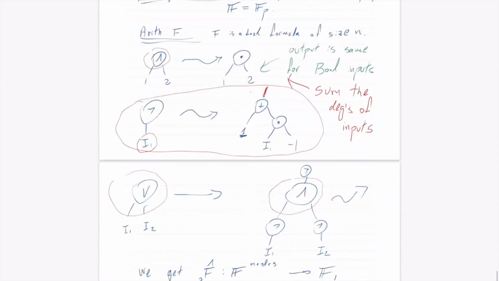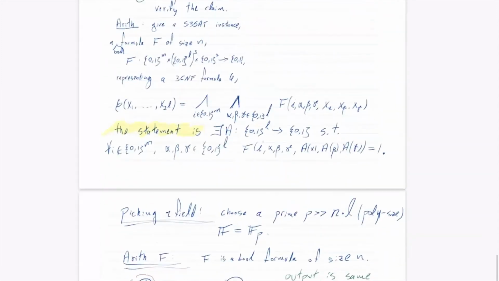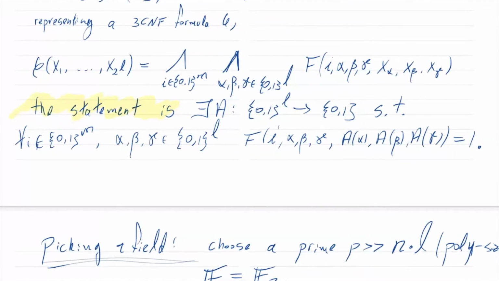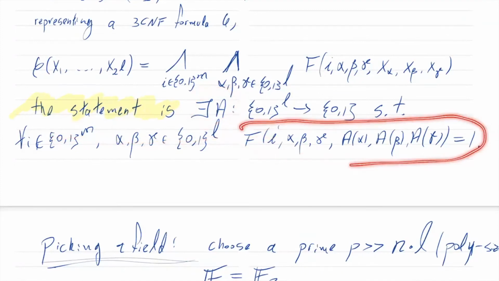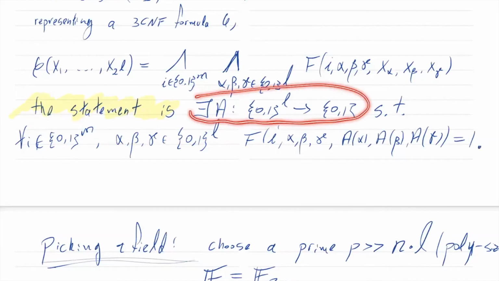Now, remember, I want to arithmetize this statement, which says that there is an assignment such that the formula is satisfied. This part we already arithmetized. The next thing I want to arithmetize is this statement, that there exists an assignment A. I want to transform it into a statement about the existence of a polynomial.